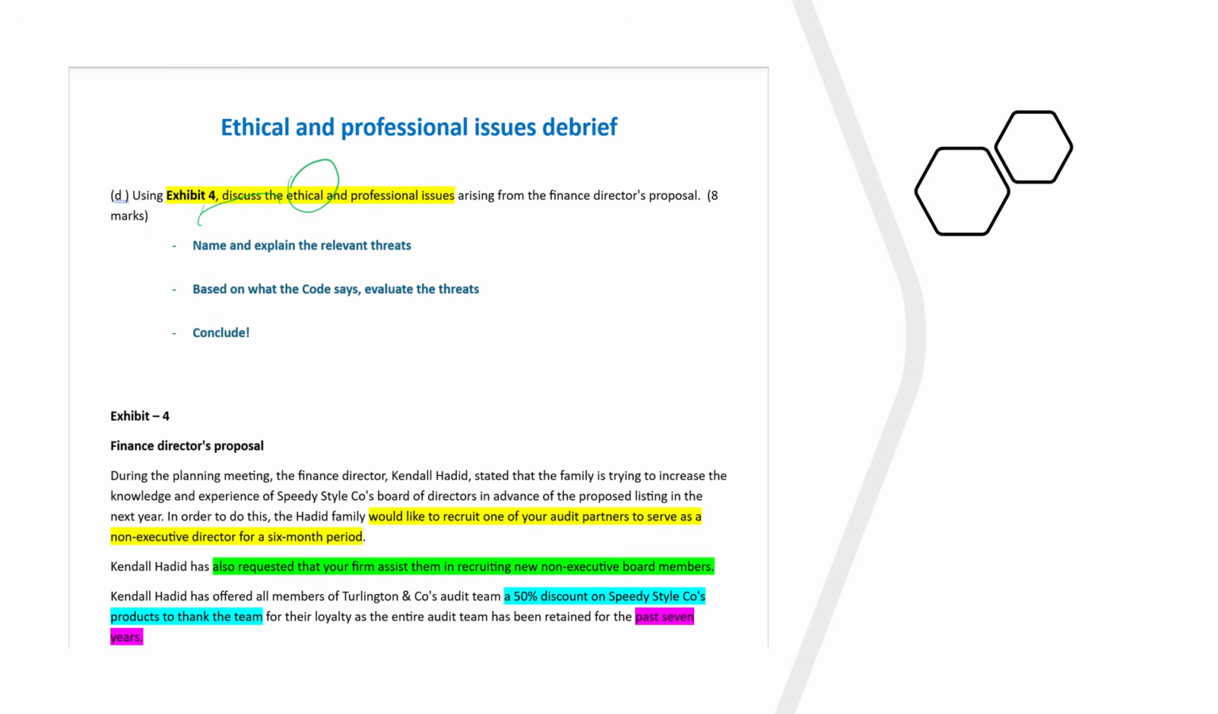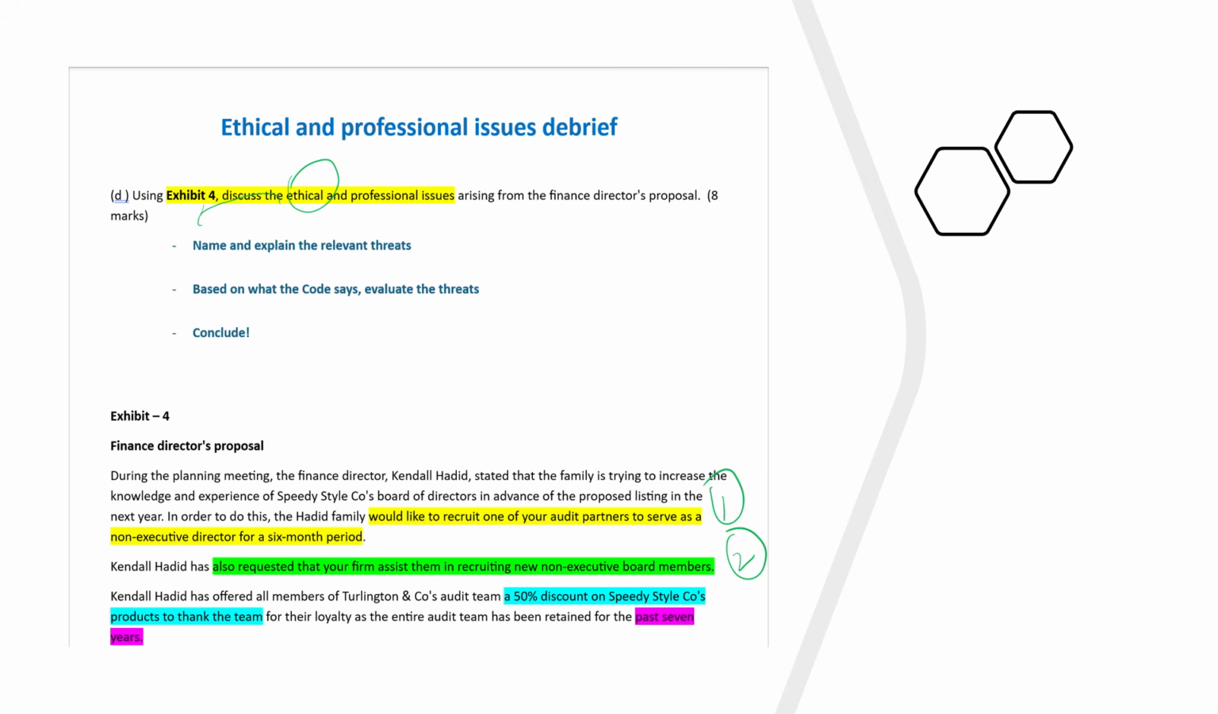As I read through Exhibit 4, I have identified a number of issues. I've highlighted them in different colors because I need to discuss them separately. The client would like to recruit one of your audit partners to serve as a non-executive director for a 6-month period. I need to remember what the code says about this before I start drafting my answer.